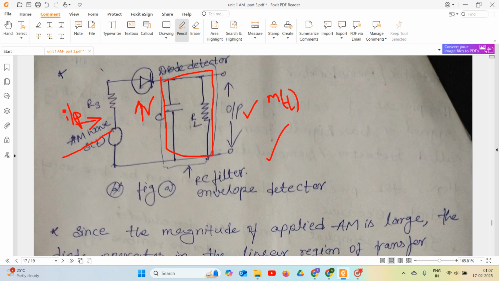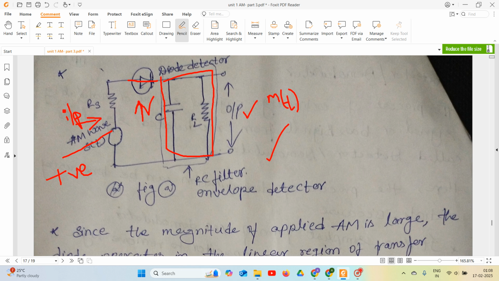So when the input signal is positive, what happens? Your diode is forward biased. Once your diode is forward biased, it starts to conduct current. It becomes short, so all the current flows through the load resistance RL. So during the positive half of the input, what happens?